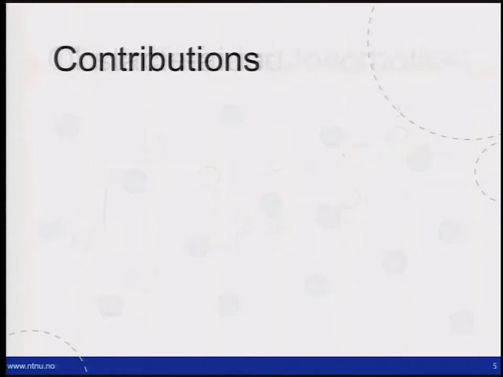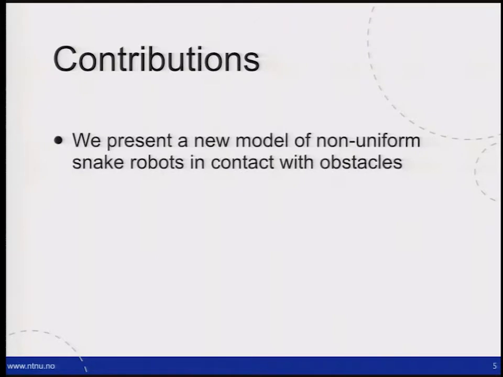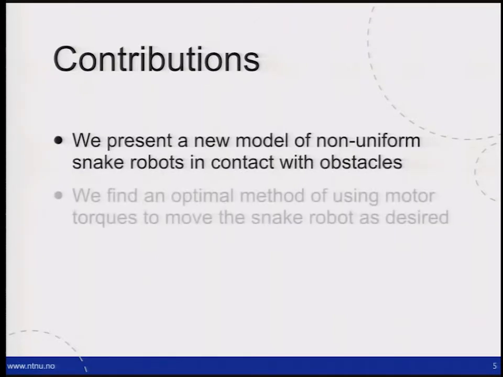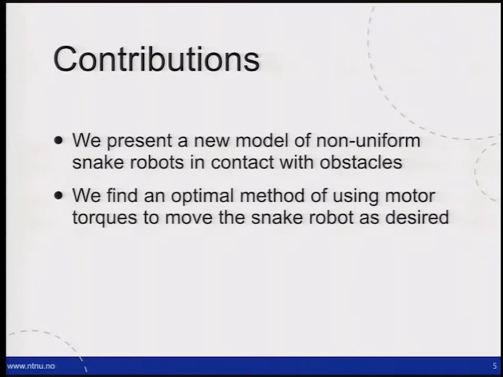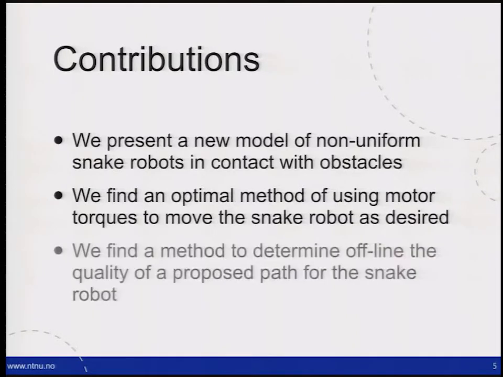In my paper, we present a new model of non-uniform snake robots in contact with obstacles. We find an optimal method of using motor torques to move the snake robot as desired, and we find a method to determine offline the quality of a proposed path for the snake robot, so that we have some way of figuring out if the user-chosen path is at all useful or not.